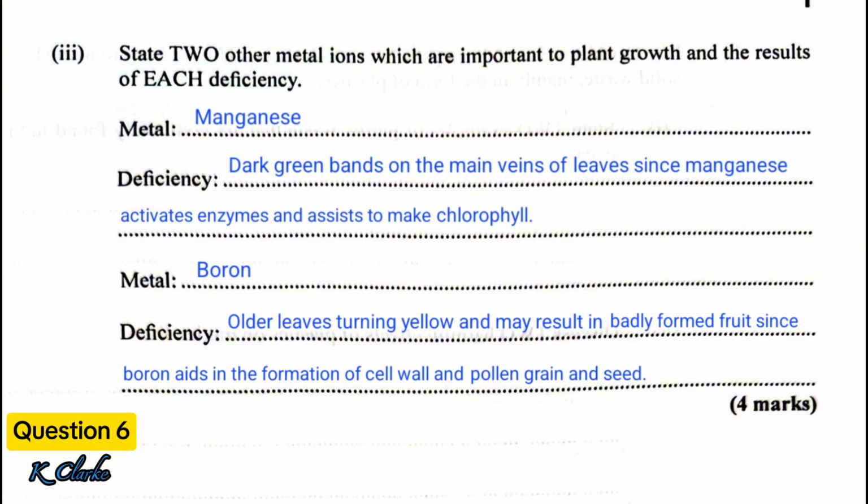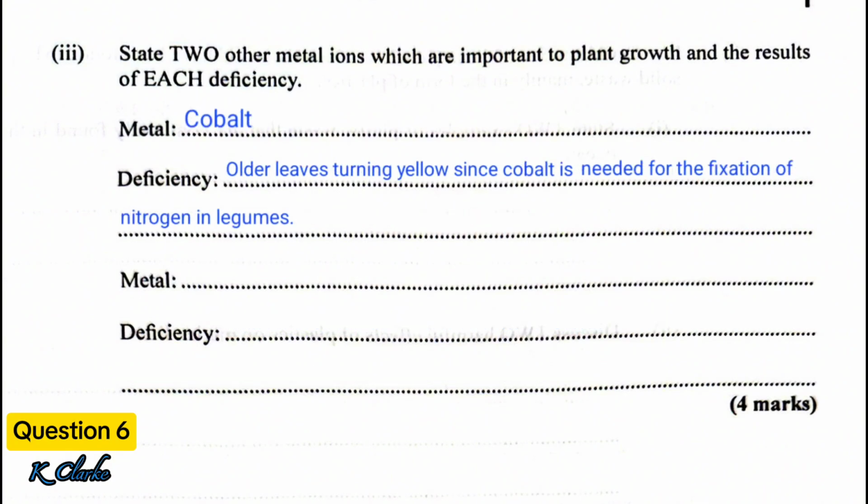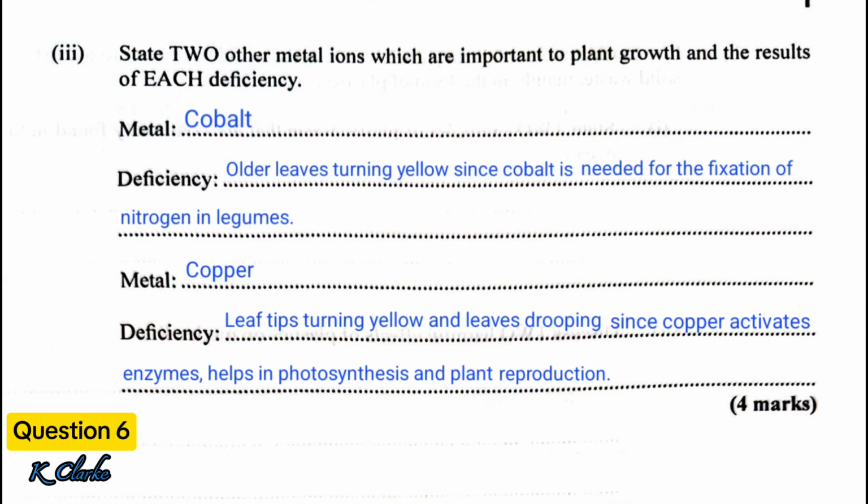Another metal is cobalt. The deficiency is older leaves turning yellow, since cobalt is needed for the fixation of nitrogen in legumes. Also, copper. The deficiency is leaf tips turning yellow and leaves drooping, since copper activates enzymes, helps in photosynthesis and plant reproduction.